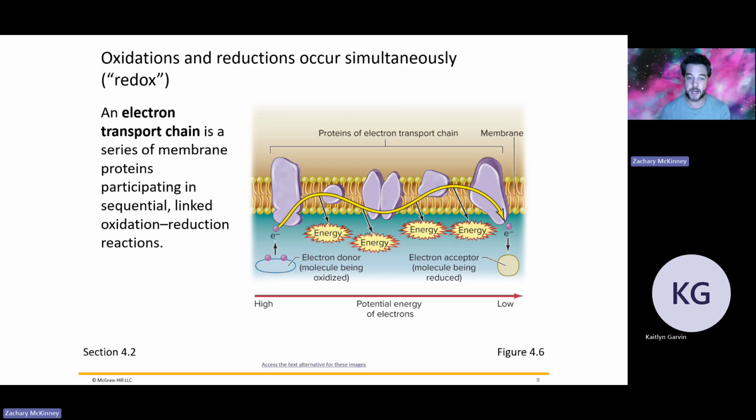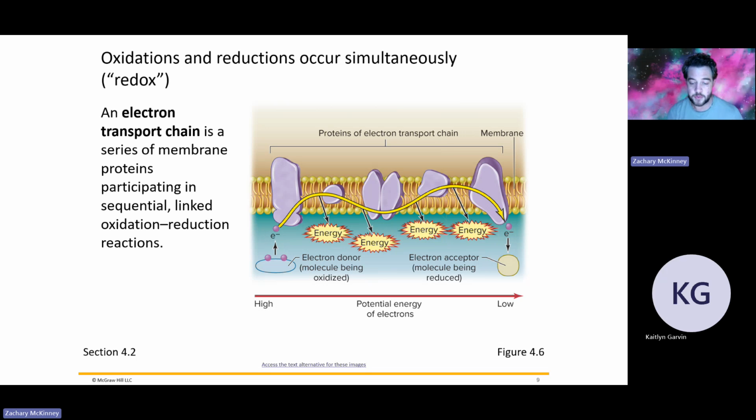These are kinetic reactions. We're not storing the electron in one of these. If we were storing and leaving that electron in one of these molecules, that would be potential energy, but it's being transferred over and over, releasing energy. So these are kinetic reactions.